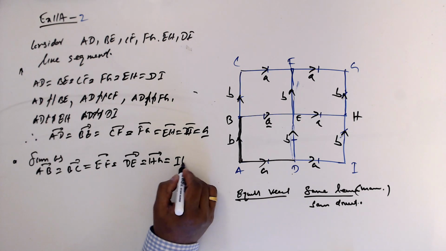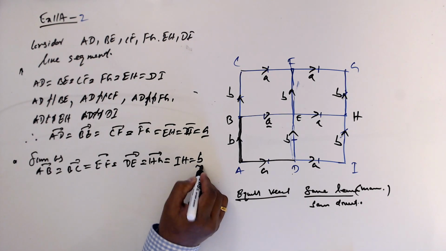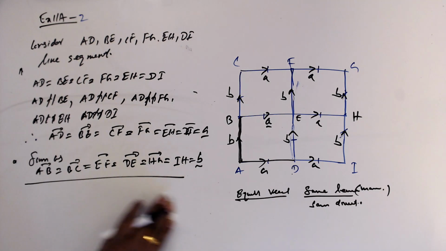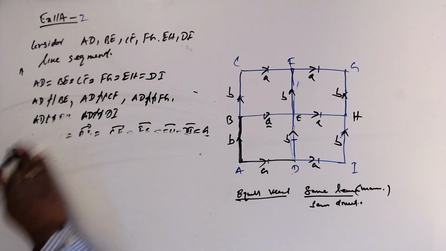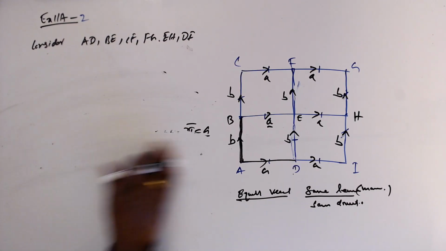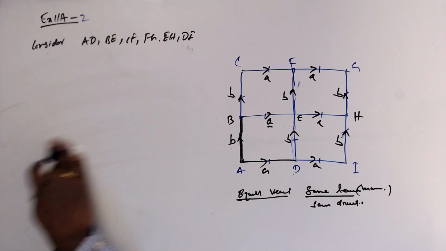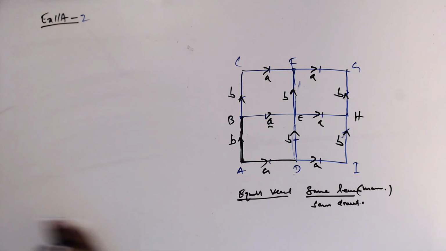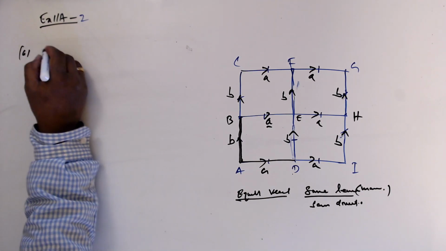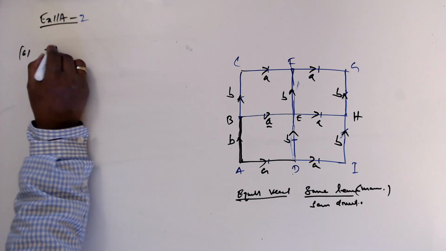IH is B. Now let's start the questions. So I gave the reasons why I write A and B over there. Now question number 1. A, we need to find AC.